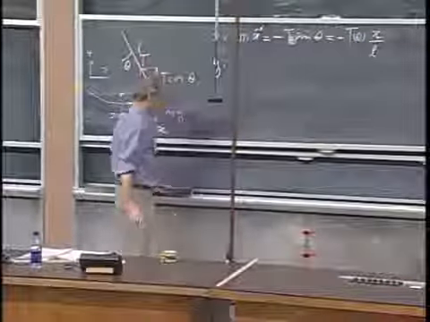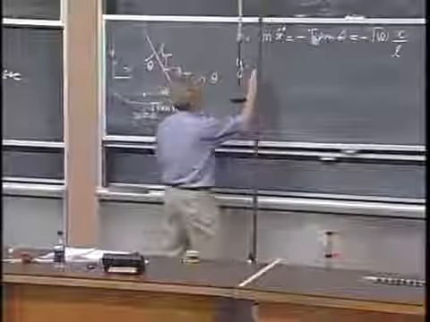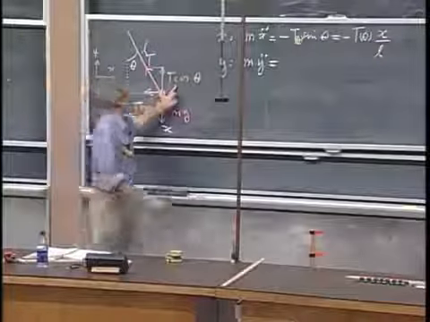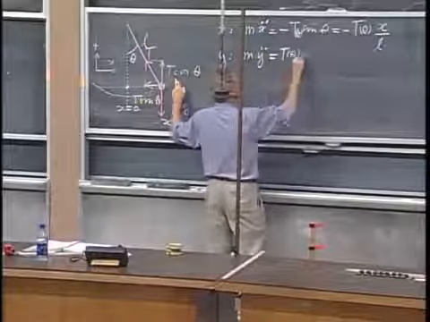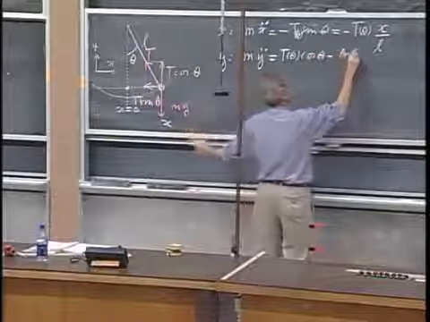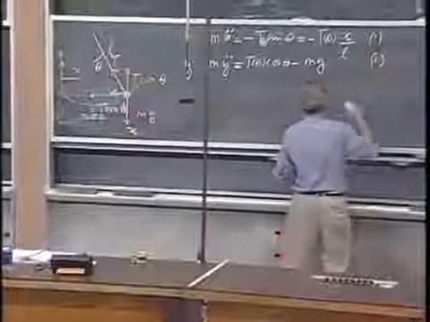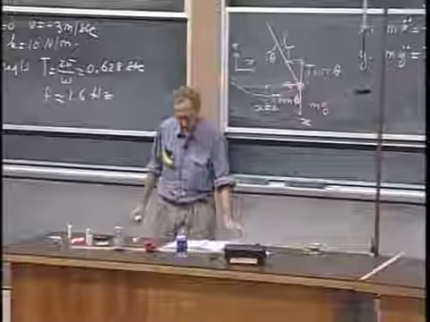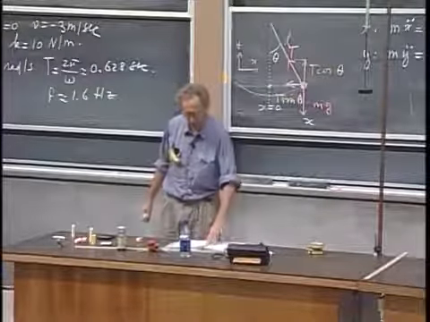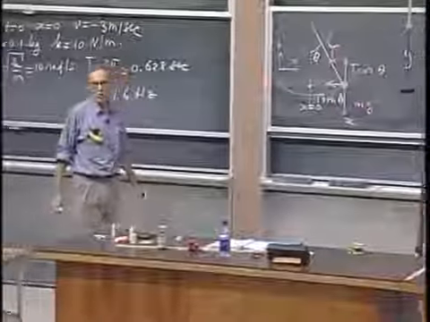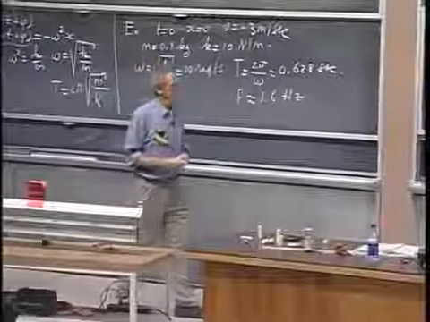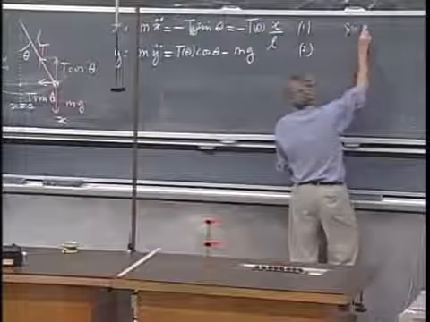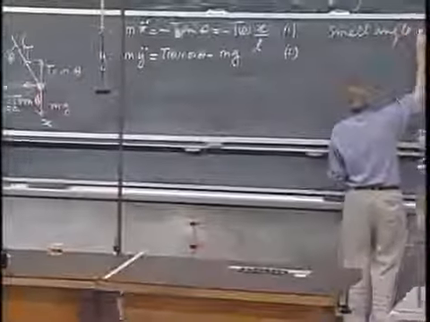Now the y direction. In the y direction, I have m y double dot equals. This is my plus direction, so I have T cosine theta minus mg. This is equation 1, and this is equation 2. And so now we have to solve two coupled differential equations, which is a hopeless task. It looks like a zoo, and it is a zoo. And now we're going to make some approximations. The approximations that we will make, which we will often see in physics when something oscillates, is what we call the small angle approximations.